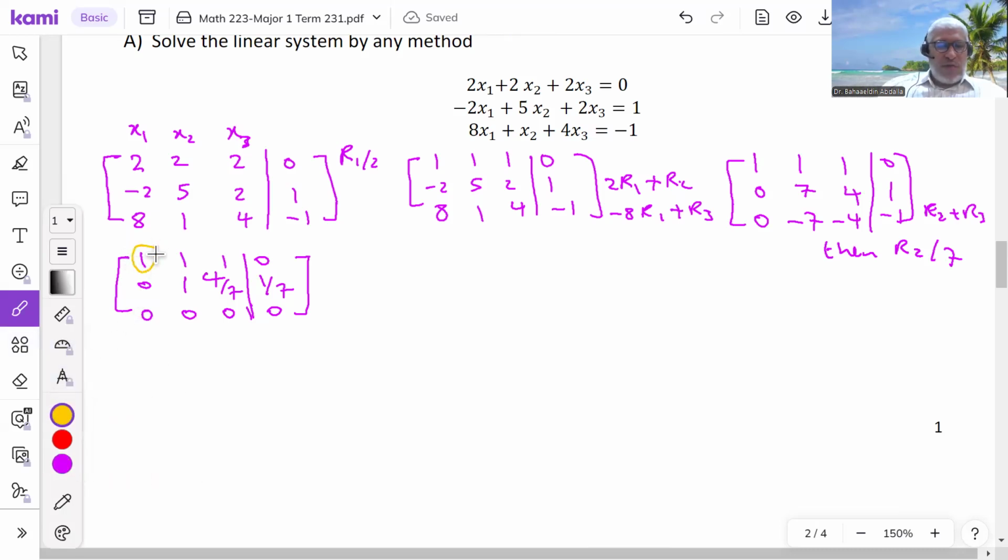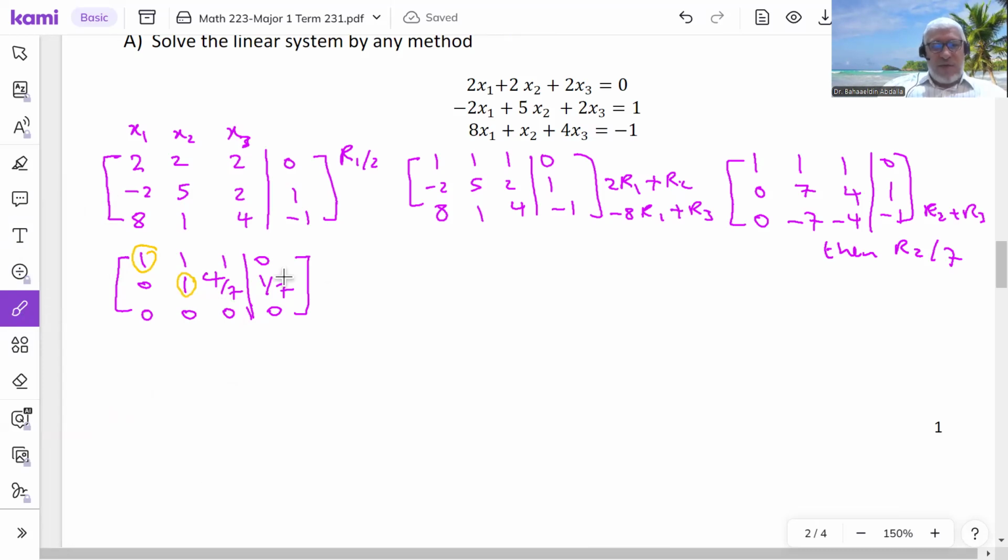Here, this is the leading one, and below I have zeros. Here in the second column, this is the leading one, and I have 0 here. And this number, I should change it to 1, but I can't, because to change a number to 1, either you divide or you interchange with a 1 below. Nothing is possible here. So this is the last form.